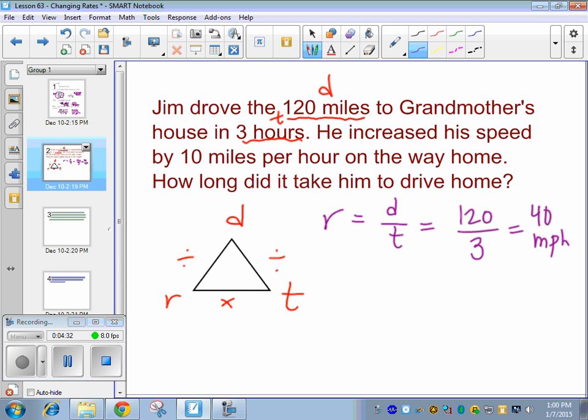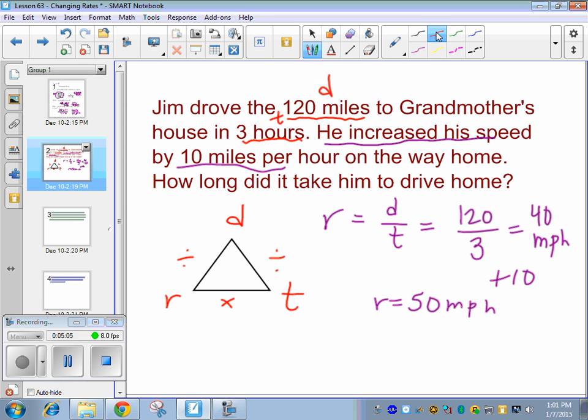Now, we got to show this step. So this is a change of rate. That's the title of the lesson, right? So he increased his speed by 10 miles per hour. What am I going to do to find my new speed? Ready? What? Anyone want to help him out? Right. We want to add 10. So my new rate is 50 miles per hour because it said he increased his speed by 10 miles per hour on the way home.